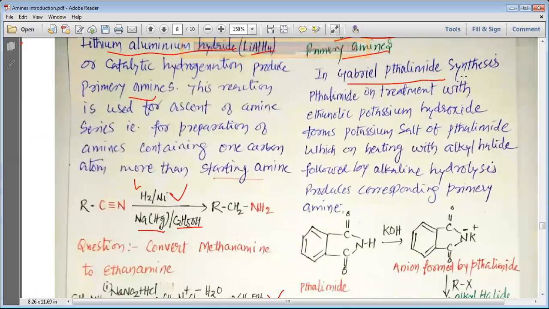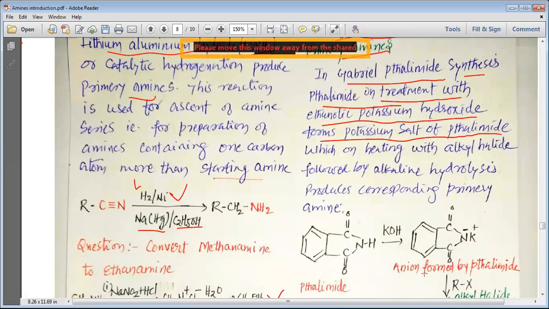In Gabriel phthalimide synthesis, phthalimide on treatment with ethanolic potassium hydroxide forms the potassium salt of phthalimide. You can see here, this is your phthalimide: benzene, with directly bonded C double bond O, and both the C double bond O are bonded through a bridge of NH. This is what is known as phthalimide.